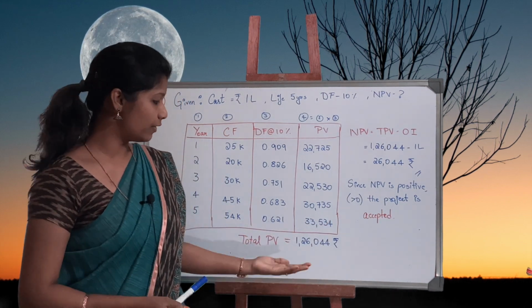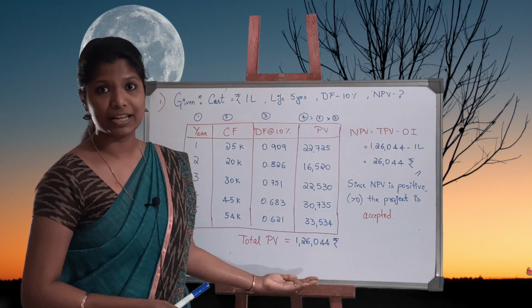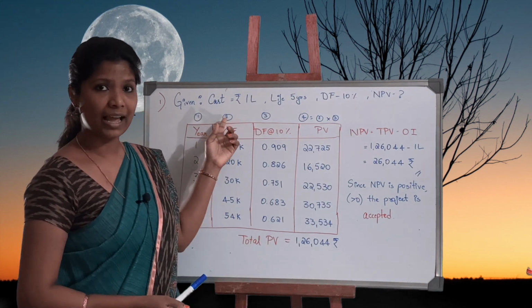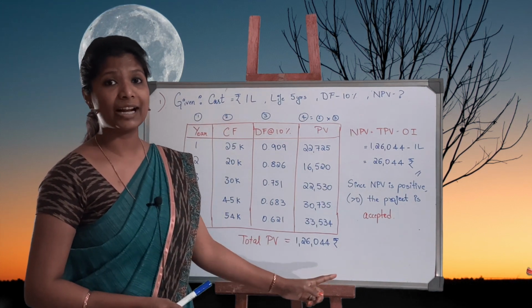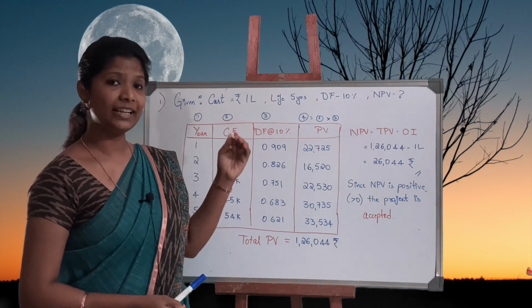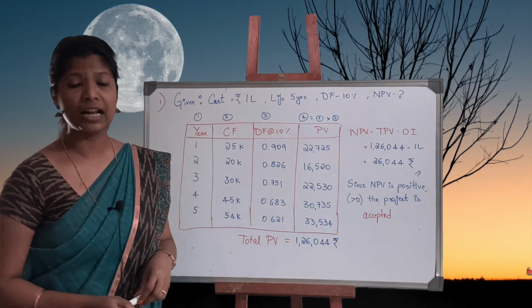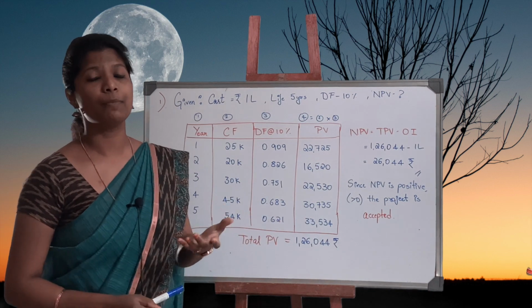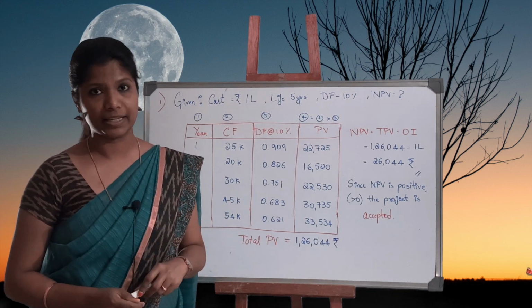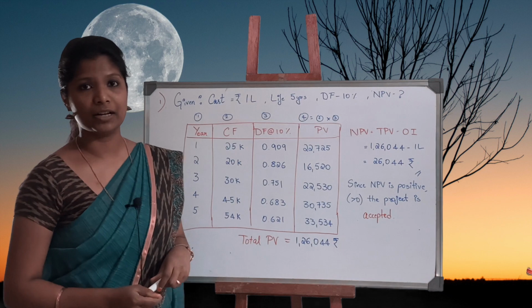So we can see here, even before solving, at least we can find out that cost is 1 lakh, but my returns are 1,26,044. So that itself gives us an understanding that the project is going to fetch a good amount of profits to the company. So this completes your question number 1 under NPV.